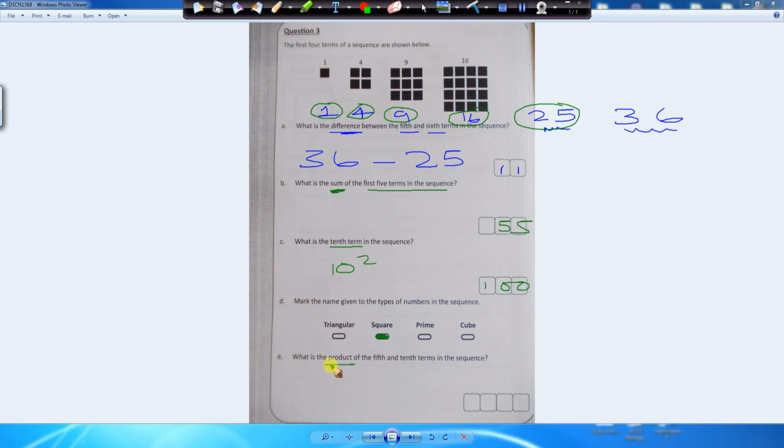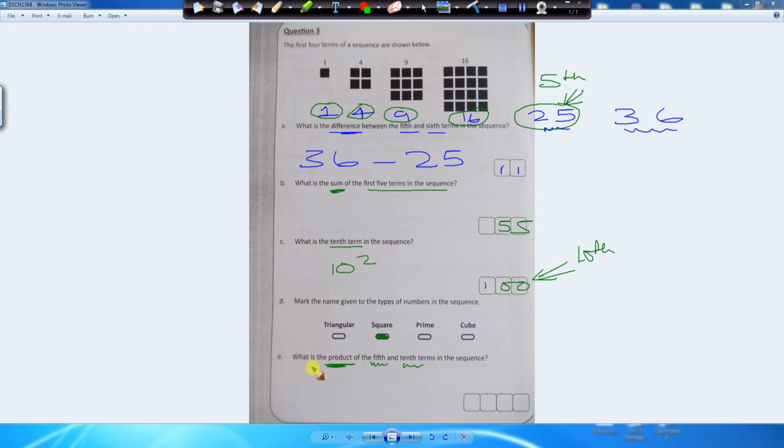What is the product of the 5th and the 10th? Okay, now, this is the 5th, this one here. And which one is the 10th? This is the 10th one. Just work it out. And what does the product mean?